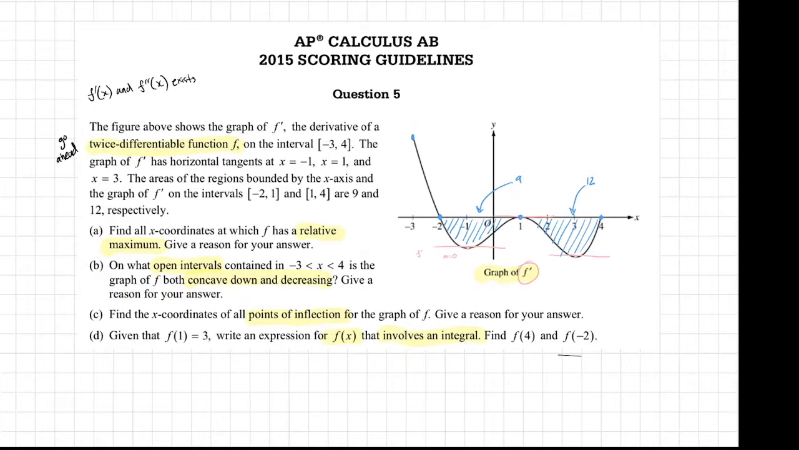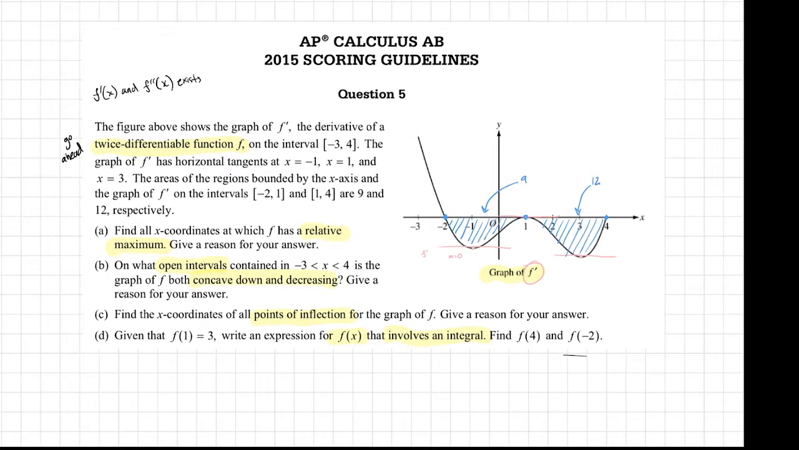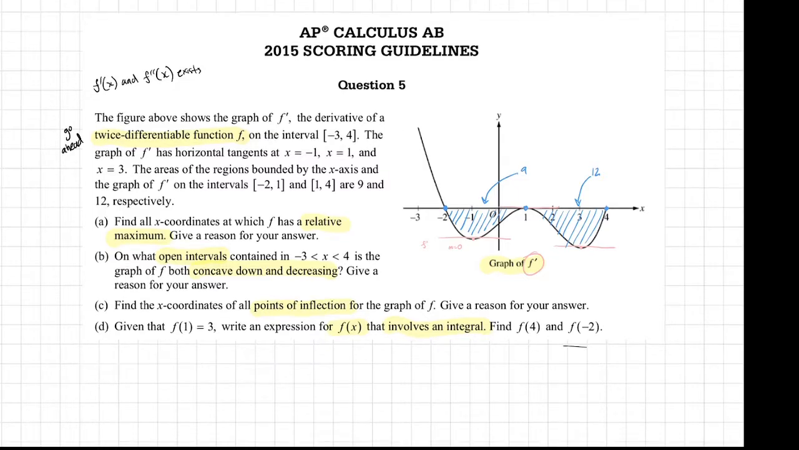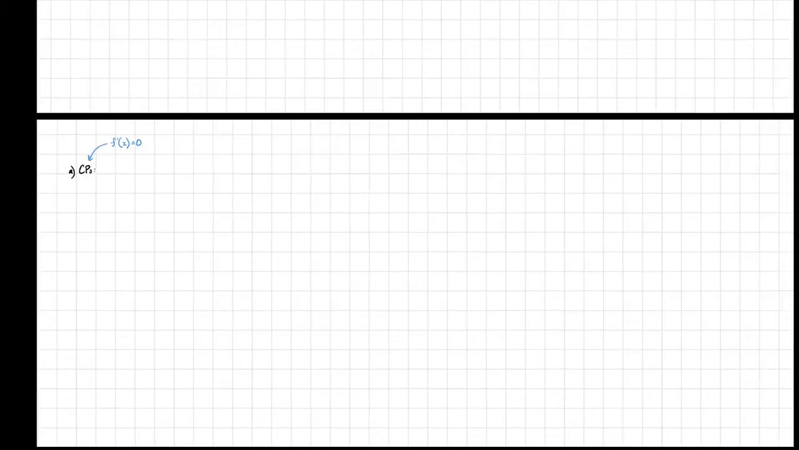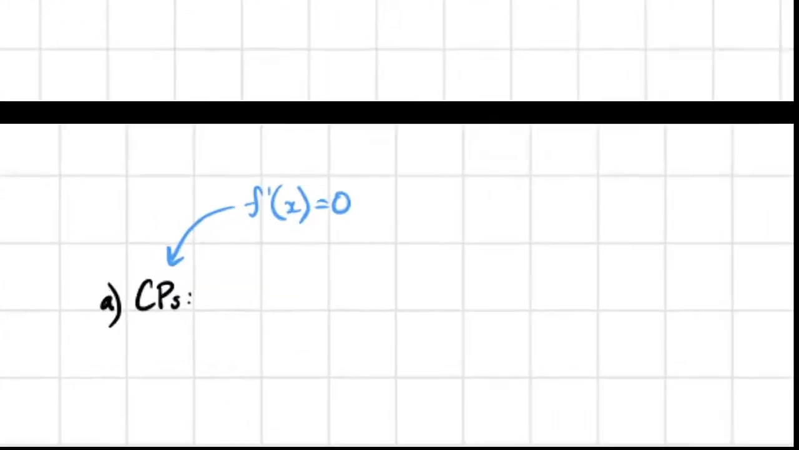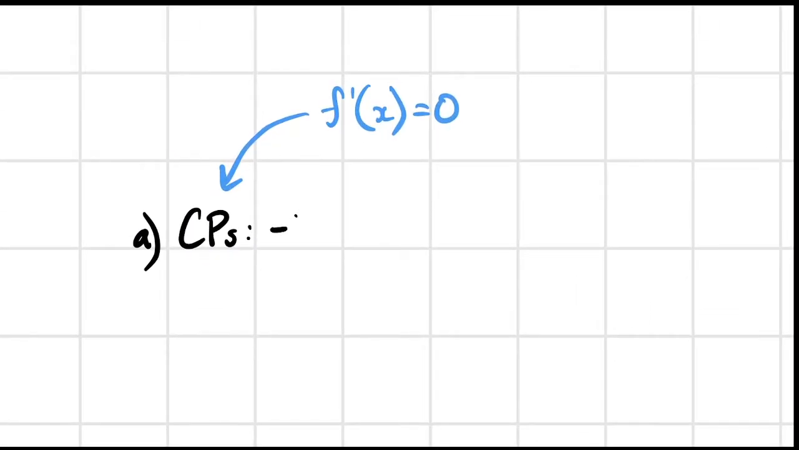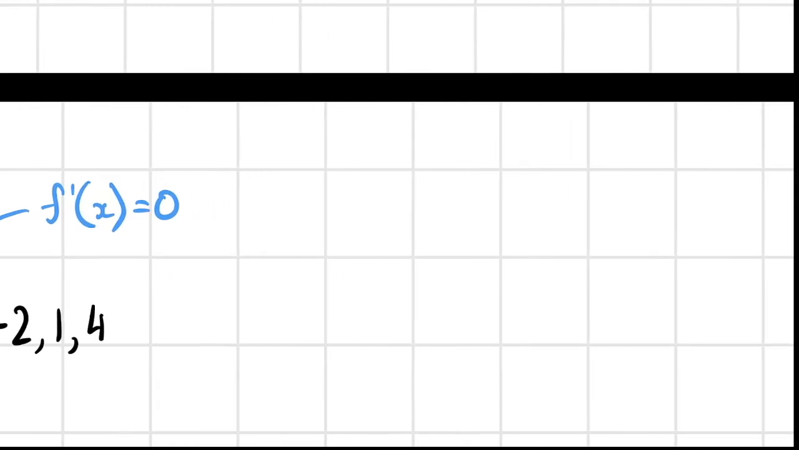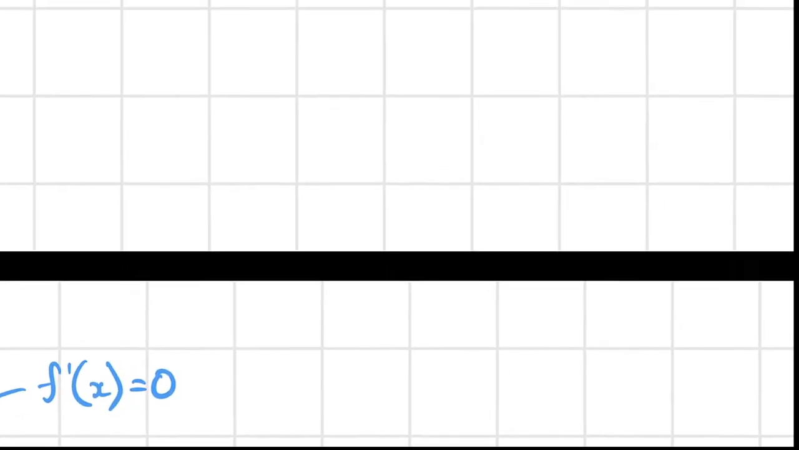I don't think we have enough information there to determine that it's a relative maximum, because we don't know what it is before. We don't know if it's positive or negative. So for now, we'll just table that -3. But we will use our -2, 1, and 4. So critical points are -2, 1, and 4. For all of these, f prime is equal to 0.